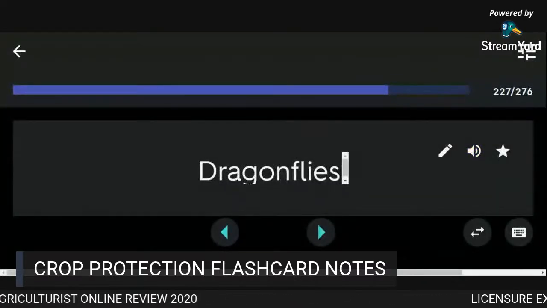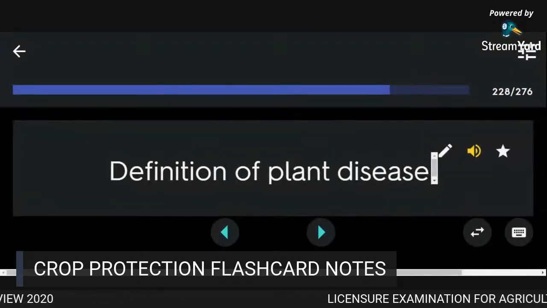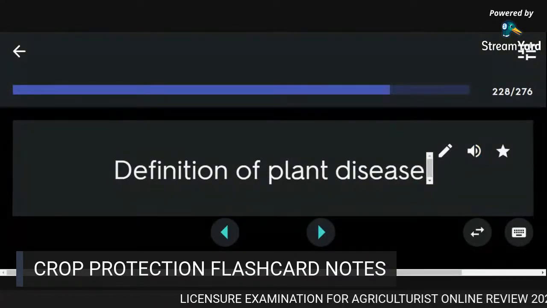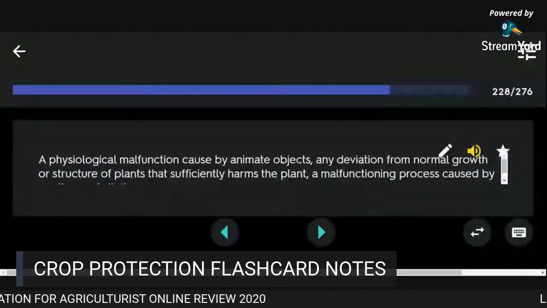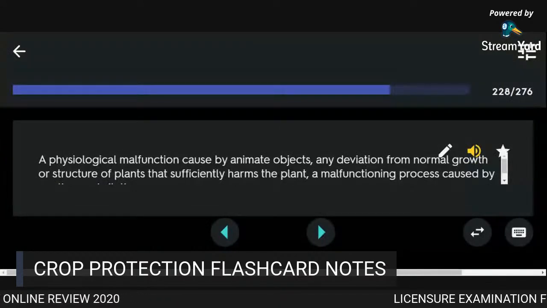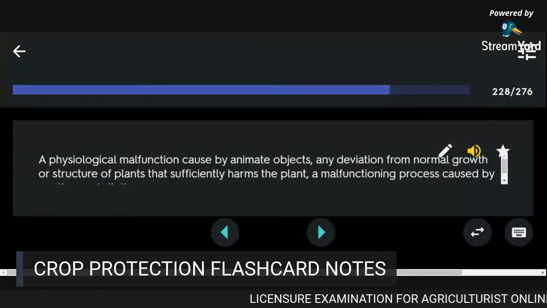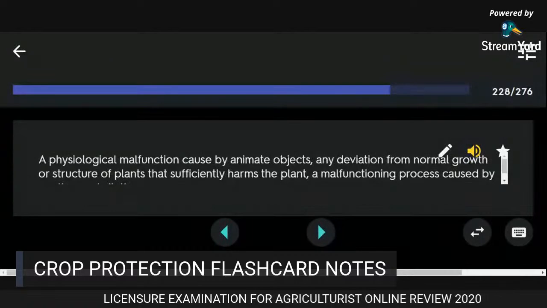A predator of insect pests in rice. Dragonflies. Definition of plant disease: a physiological malfunction caused by animate objects, any deviation from normal growth or structure of plants that sufficiently harms the plant, a malfunctioning process caused by continuous irritation.